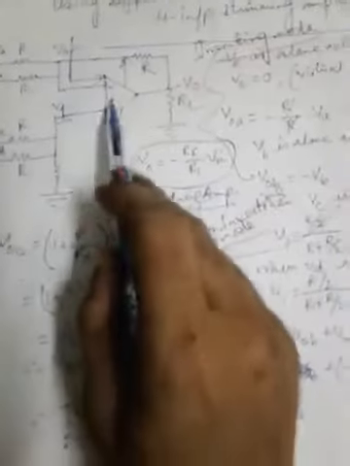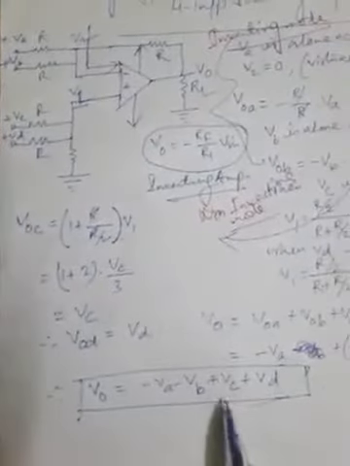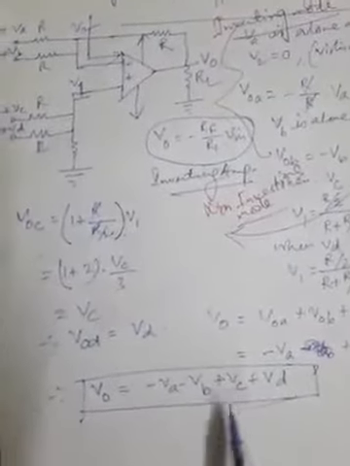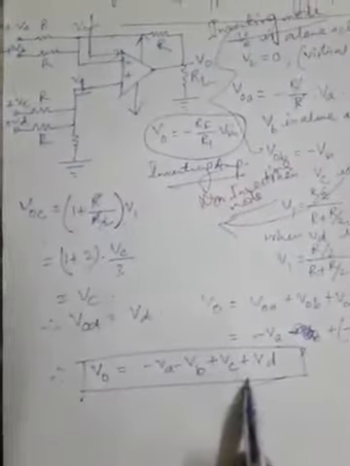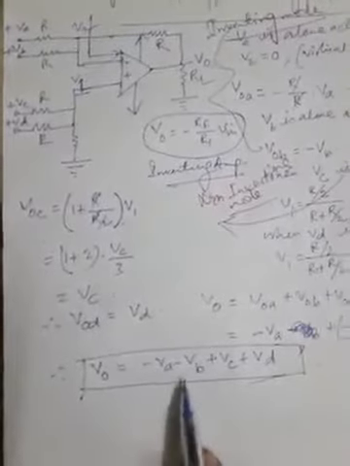If they are added to the inverting terminal, before them should be a negative sign. If they are added to the non-inverting terminal, in front of them it should be a positive sign. So since VC and VD are applied to the non-inverting terminal, they are added with a positive sign, and VA and VB applied to the inverting terminal are added to the overall output with a negative sign.